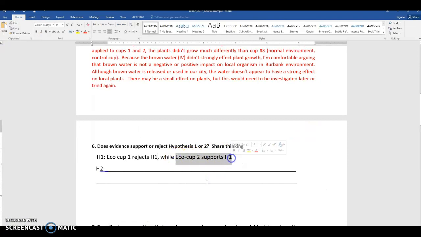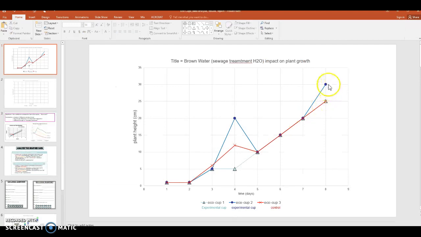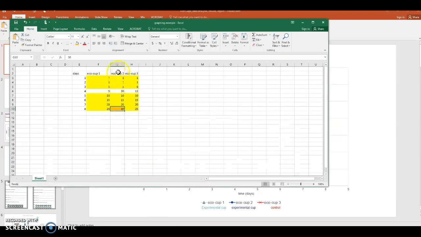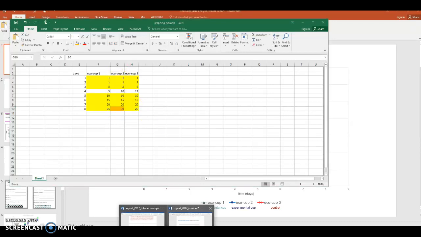EcoCup 2 supports H1. Let's explain, right. We can look at the graph and see that EcoCup 2 does in fact grow better than plants that just receive normal water. The data also shows this on the final day, although every other day it didn't. So we're going to add a little more detail.